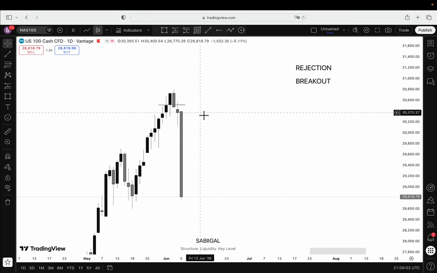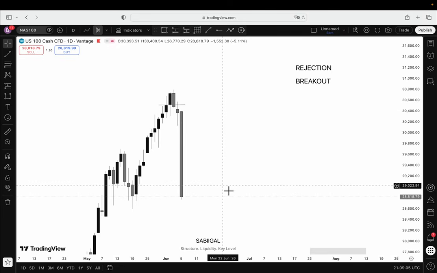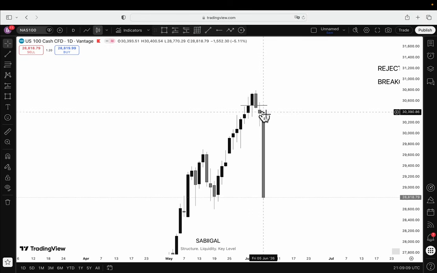You have to go one time frame below to look for a breakout. We have gotten our rejection here from the 4 hours in this open, from the daily in this open close. Now this thing closed here when? On Thursday. Mind you, the trade I took was on Friday.